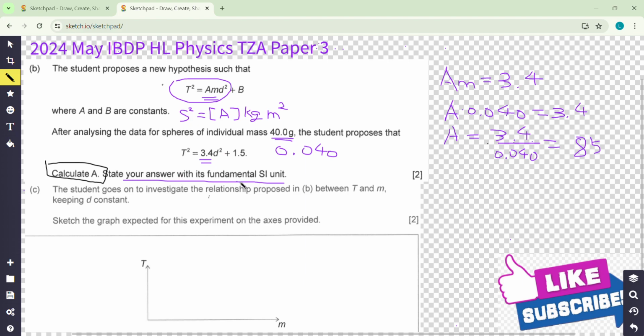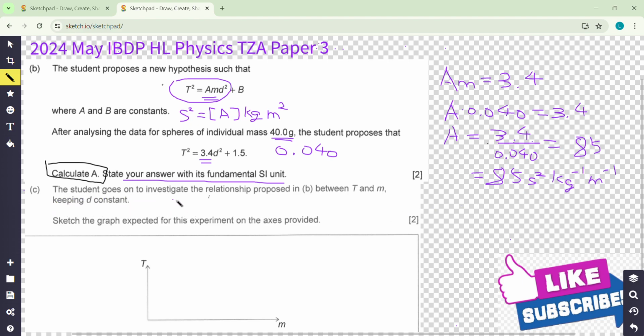Okay, state your answer with its fundamental unit. So the units of a should be seconds squared. So maybe you can write down there 85 seconds squared kilogram minus 1 meter minus 2. And think about whether it is an SI unit or not. Okay, mass, length, time. Yes, SI unit. You got it. Next one, c.